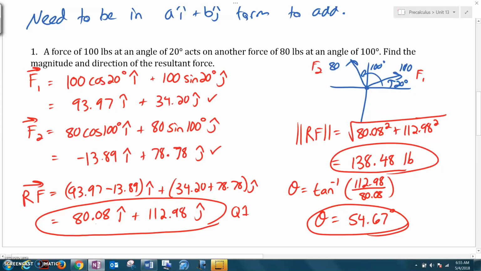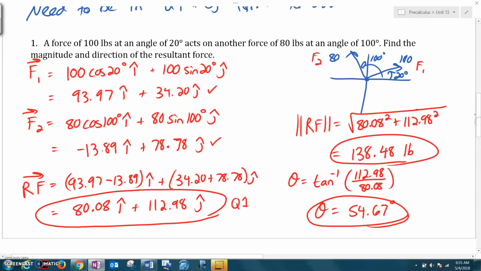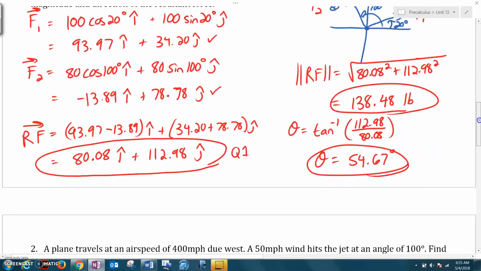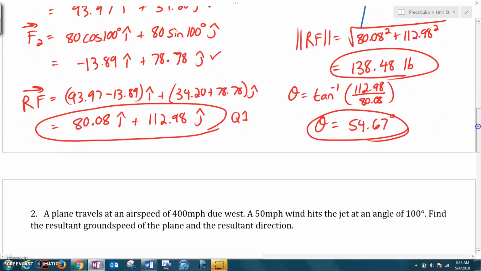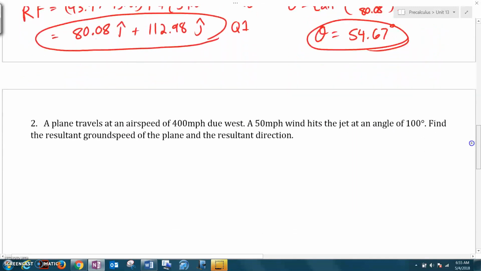Okay? So we basically did all four formulas that we learned in polar. We did r cosine theta, r sine theta. We did the Pythagorean theorem, so r squared equals x squared plus y squared. That's what this is. And we did the tangent inverse formula. So yeah, they all go together. That's how you find a resultant force, how one acts on the other. You add them together in component form, and then convert them back.